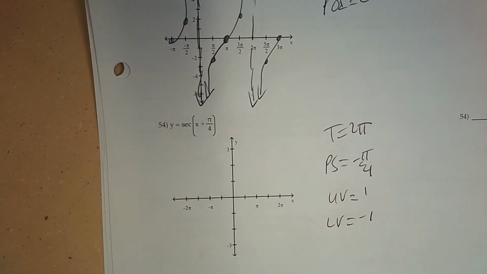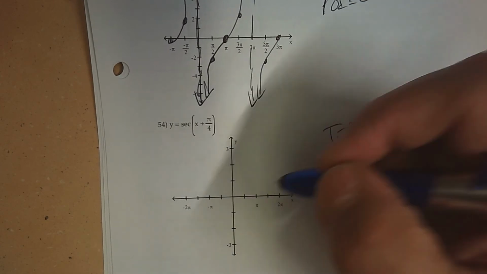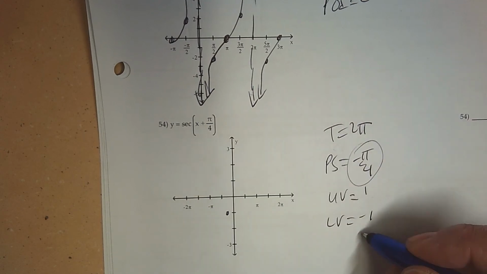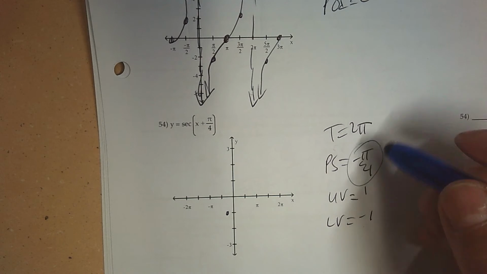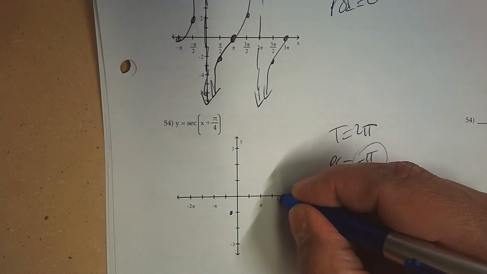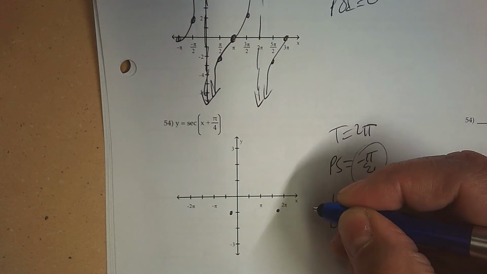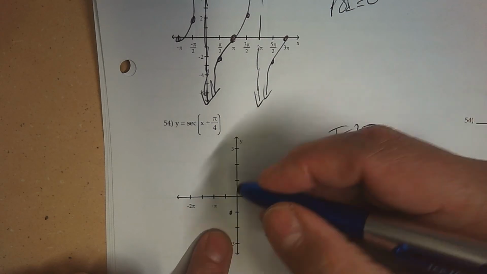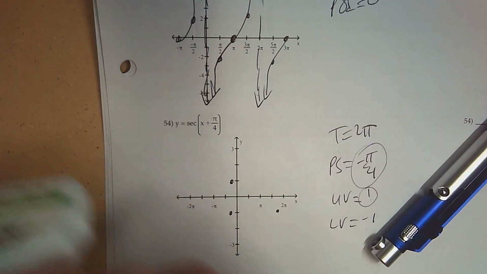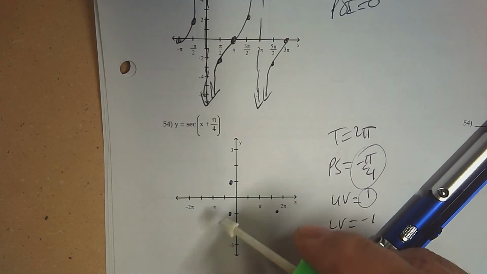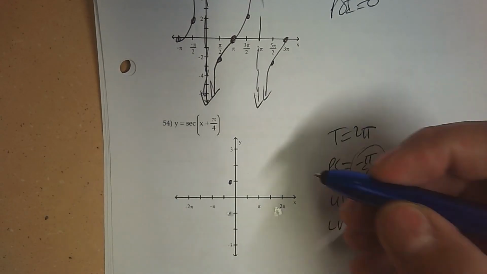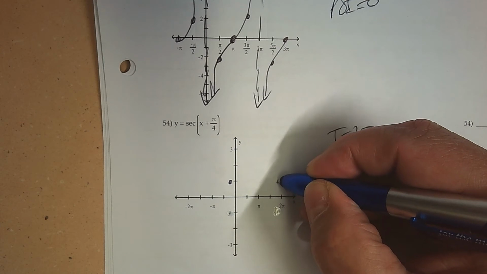So secant starts with an upper vertex. So at negative pi over 4, we're going to start at positive 1. So negative pi over 4 is in between these tick marks, and at positive 1. I'm going to count 2 pi to the right, and that's in between here. And again, it's going to be positive 1. So negative pi over 4, positive 1, and then the same spot at positive 1.